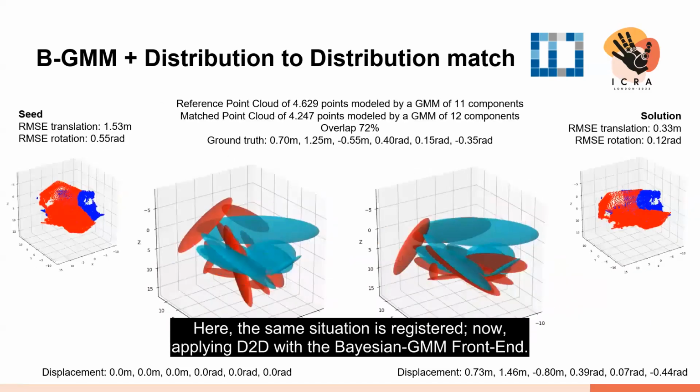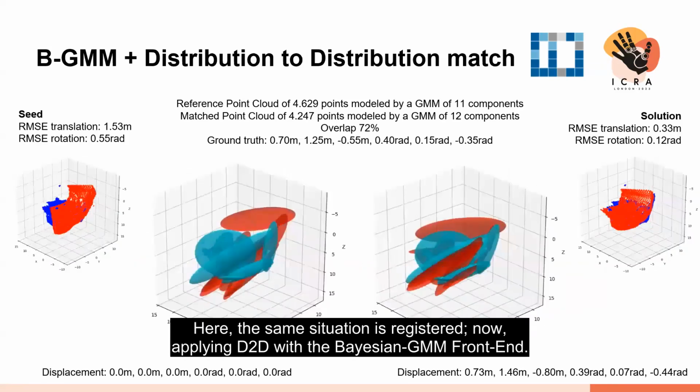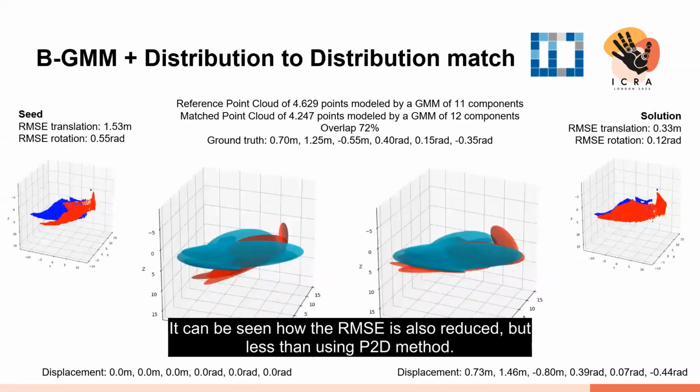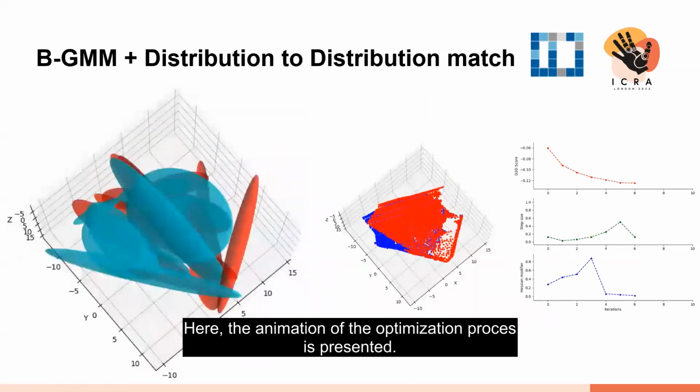Here, the same situation is registered, now applying D2D with the Bayesian-GMM front-end. It can be seen how the root mean square error is also reduced, but less than using the P2D method. Here, the animation of the optimization process is presented.